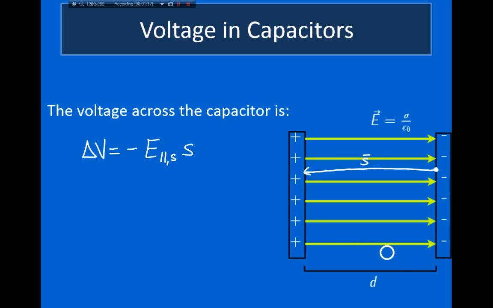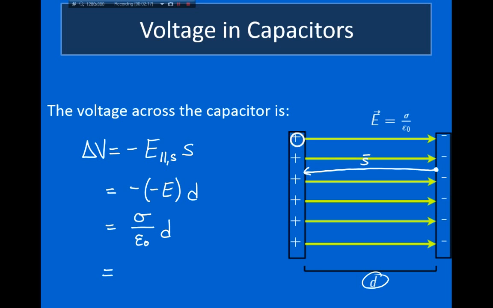If the plates are separated by a distance d, then the length of the displacement is just equal to d. And because the displacement points in the opposite direction as the electric field, the component of the electric field that's parallel to the displacement is just going to be equal to minus the magnitude of the electric field. So I see that the voltage difference here is just minus times minus the magnitude of the electric field times the displacement, which is just d. So this is going to be equal to the charge per unit area on the plates of the capacitor divided by epsilon naught times d.